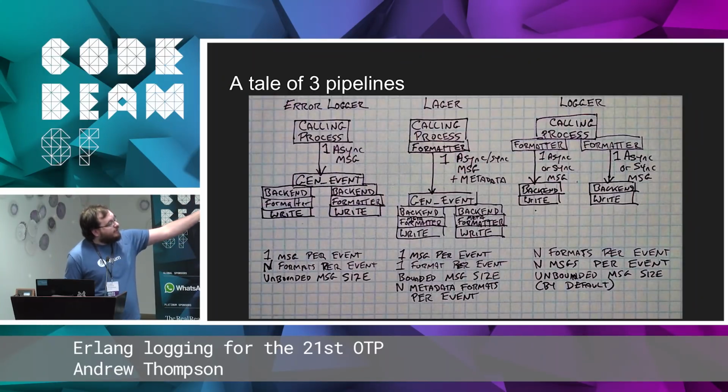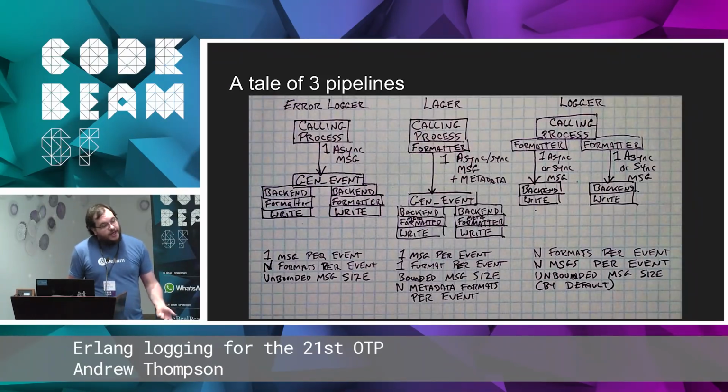Each gen event has a backend. The backend does basically a meta formatter where it takes the main log message and then the metadata, formats that however it wants, and then writes it. So you get one message per event, one format per event. You get a bounded message size.